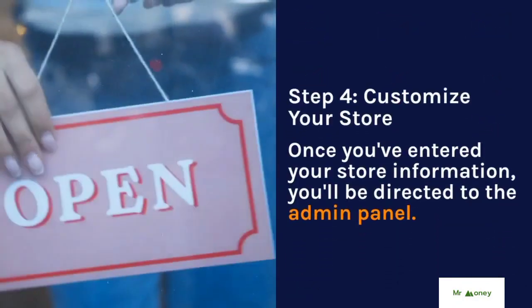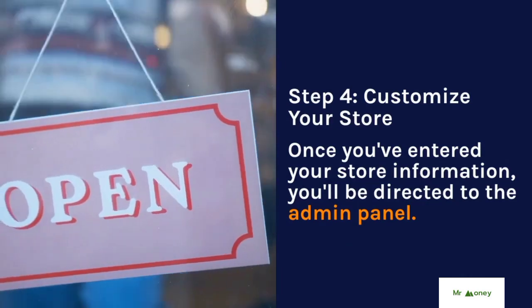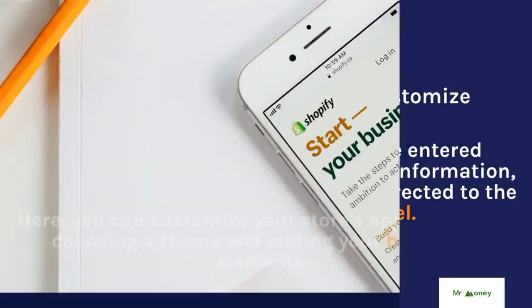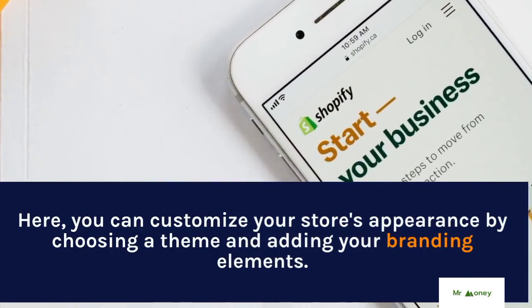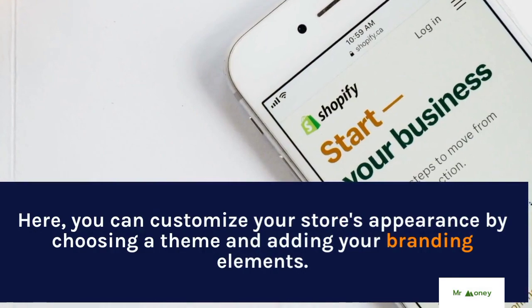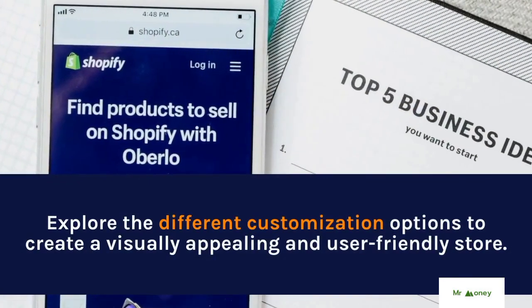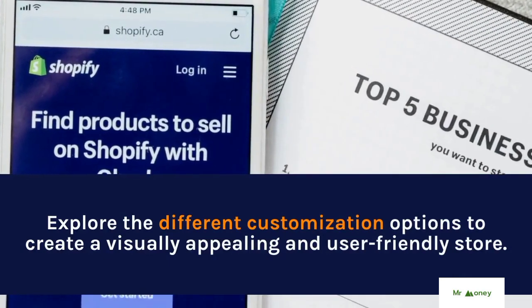Step 4. Customize your store. Once you've entered your store information, you'll be directed to the admin panel. Here, you can customize your store's appearance by choosing a theme and adding your branding elements. Explore the different customization options to create a visually appealing and user-friendly store.